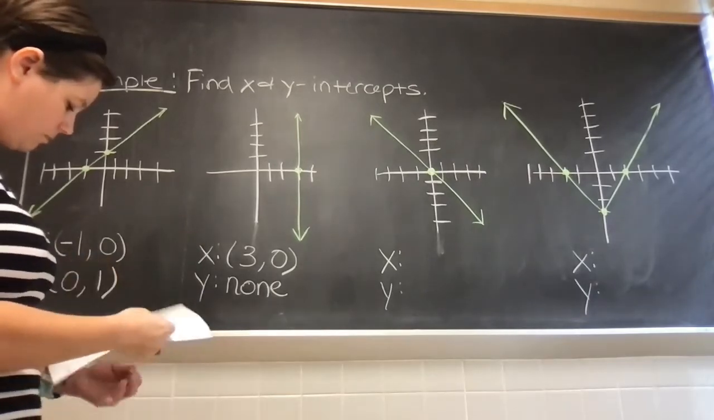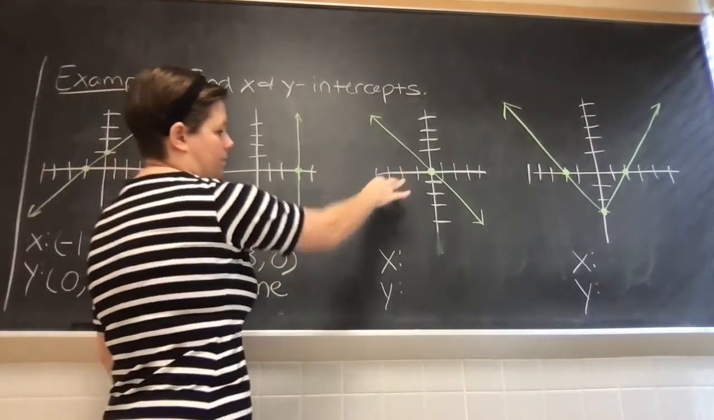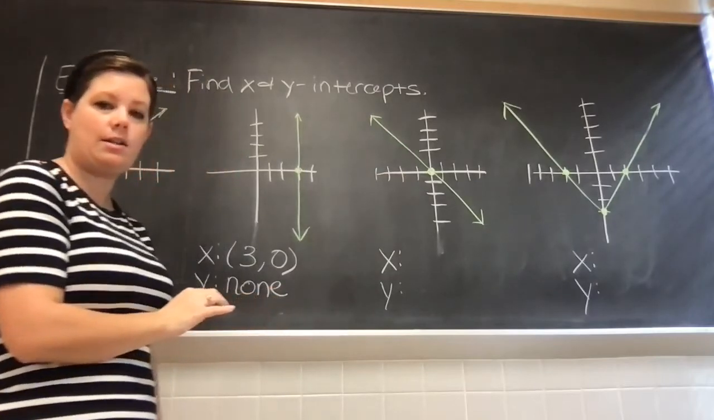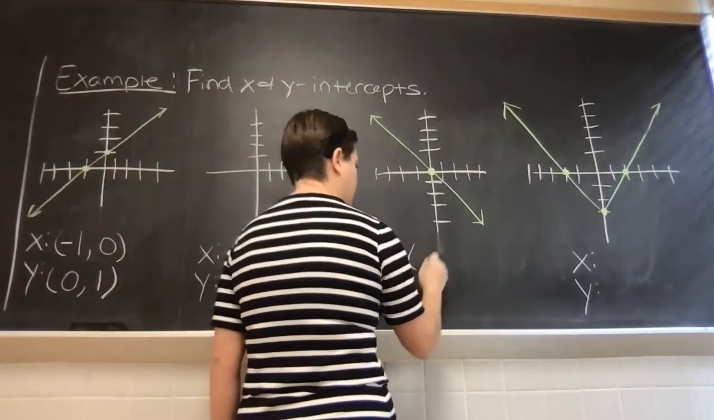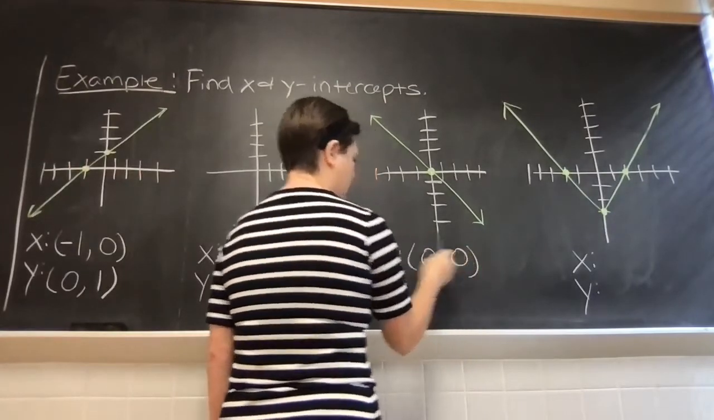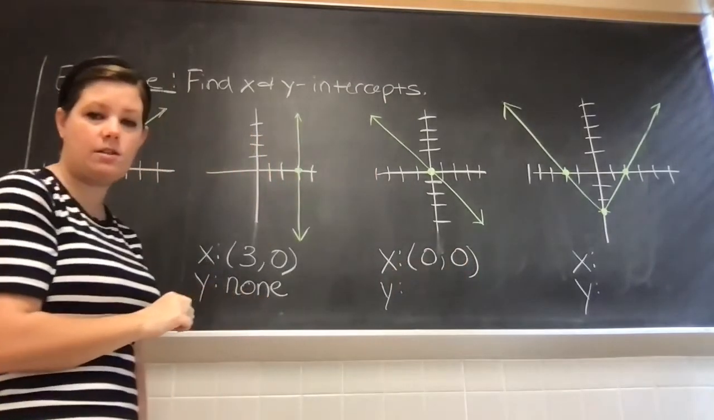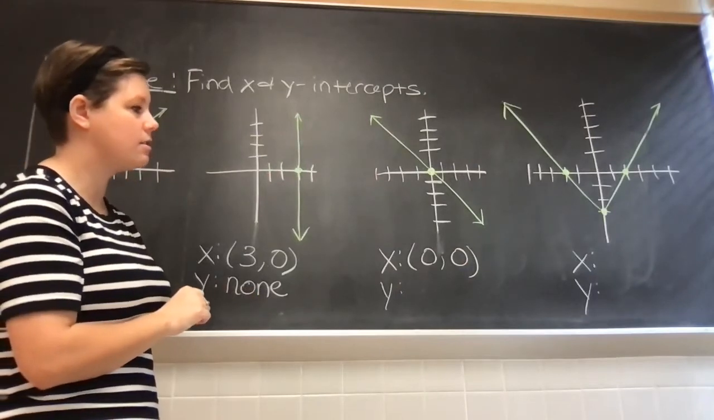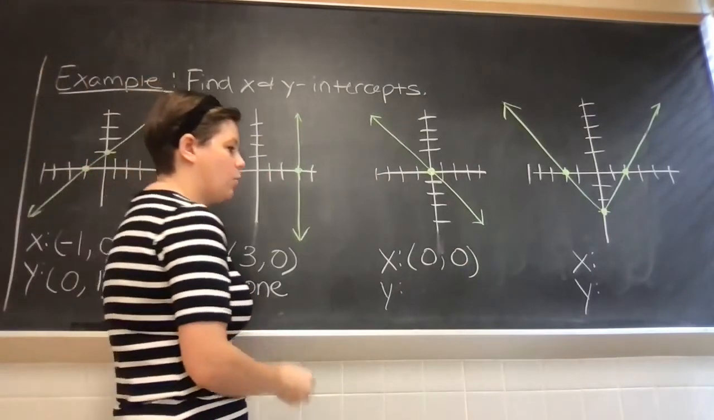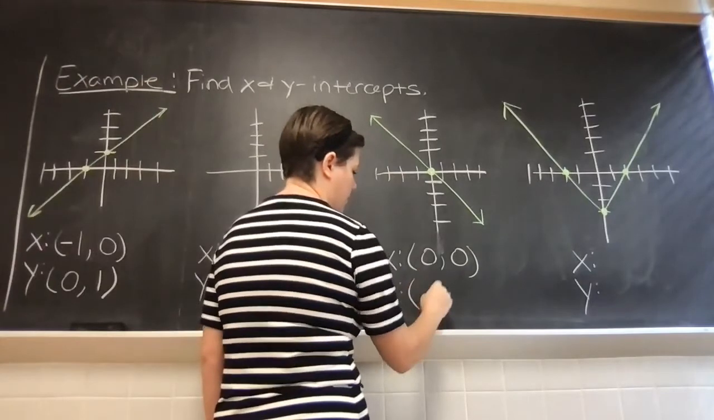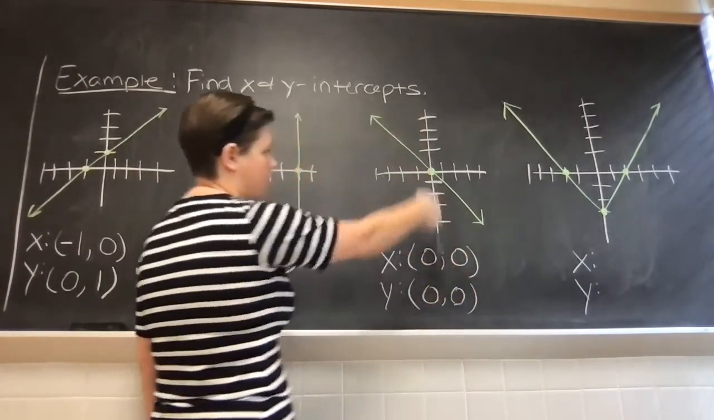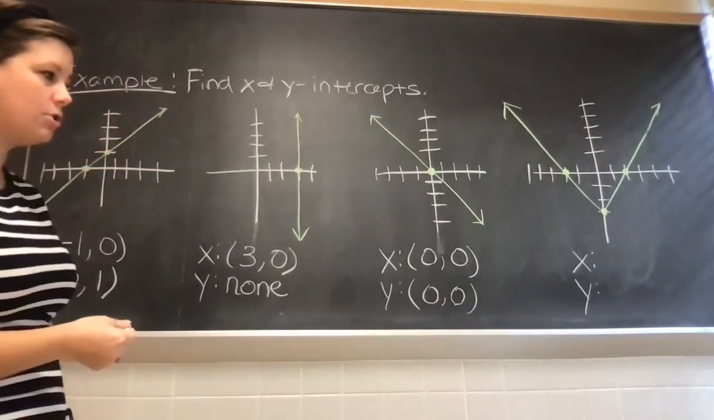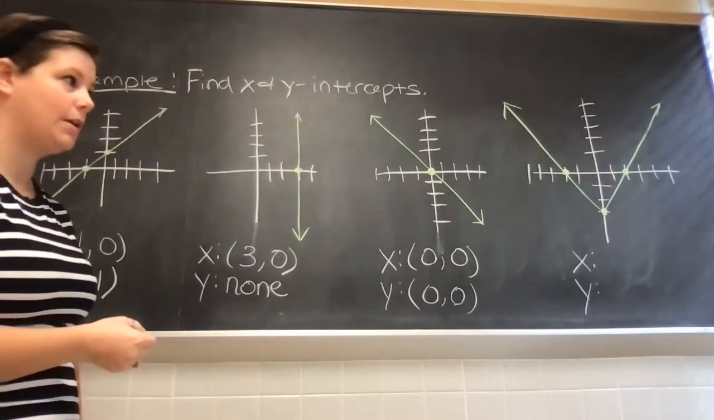Okay. So what about this line? Where does it cross the x-axis? Well, it crosses at the origin, which is the point 0, 0. If it crosses at the origin for the x-intercept, then what do you think the y-intercept is? Also 0, 0. Notice it doesn't cross the y-axis anywhere else. So the origin can be the answer for both, and that's okay.